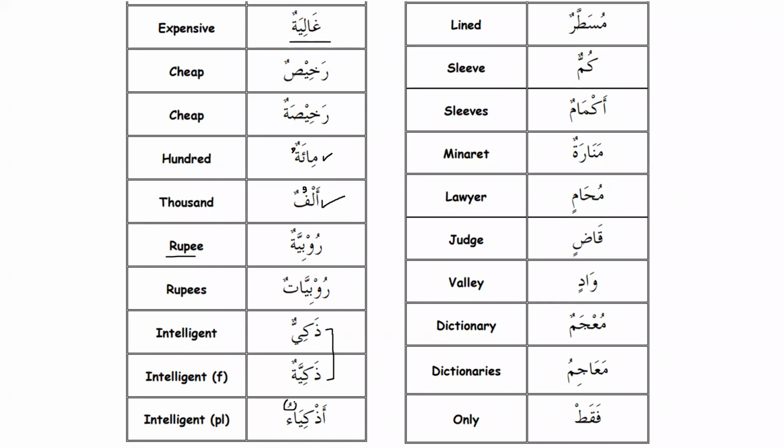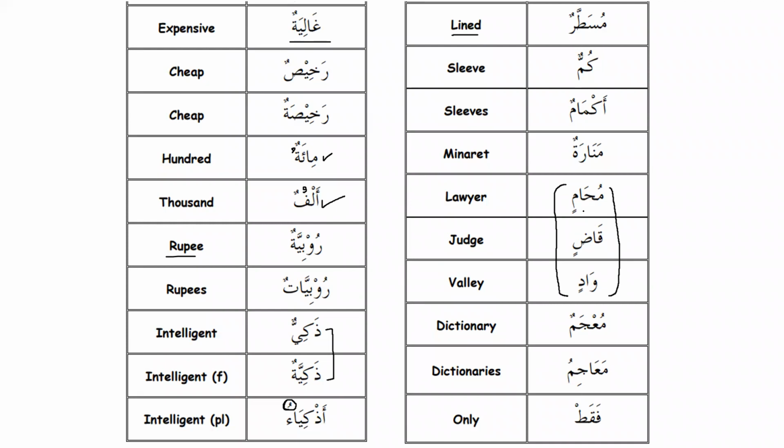Adhkiya'u does not have tanween. Why is that? Because it's a diptote. Why is it diptote? Because it's on the pattern of af'ila'u. Excellent. Musattarun, lined. Kummun is used for the sleeve, and the plural of kummun is akmamun, sleeves. Manaratun, minaret. And now we have three nouns that are asma'ul manqusa, or we can say defective nouns: muhamin, qadin, wadin.